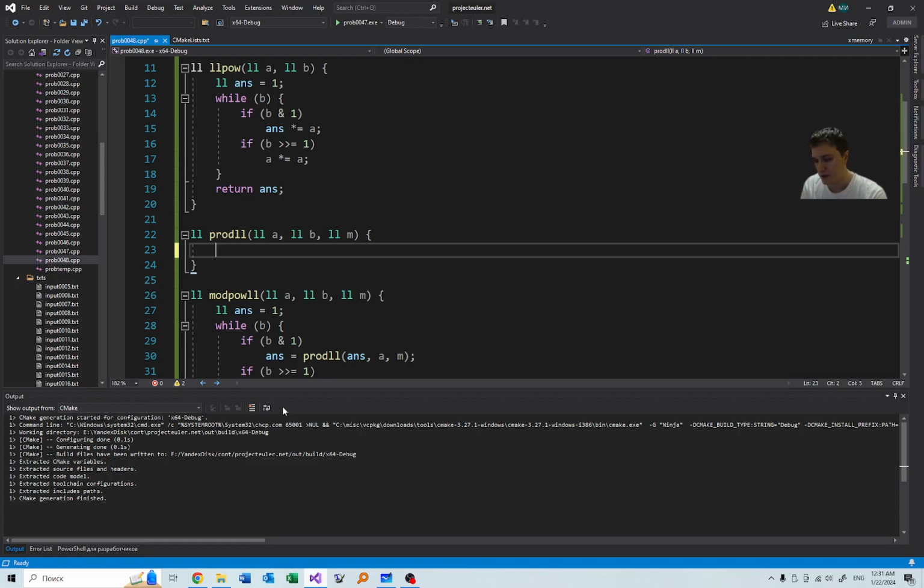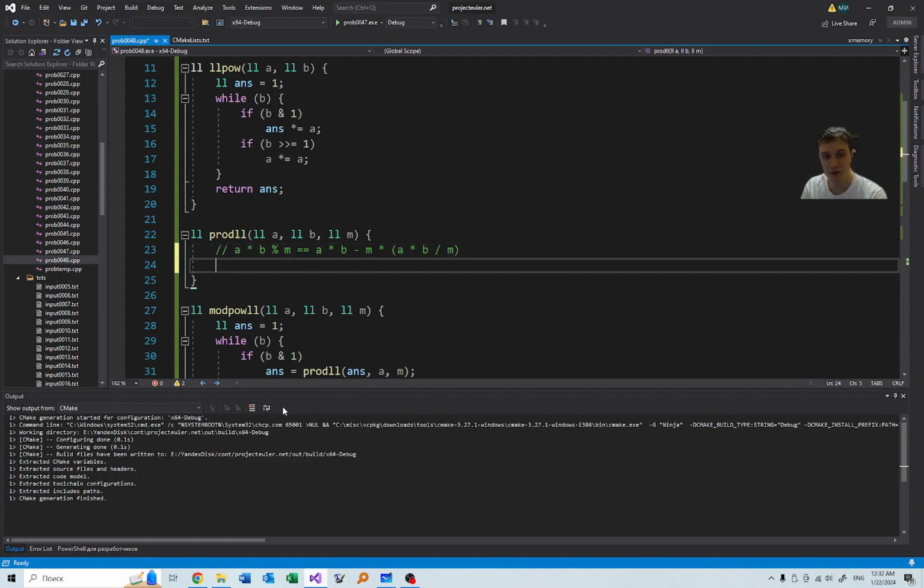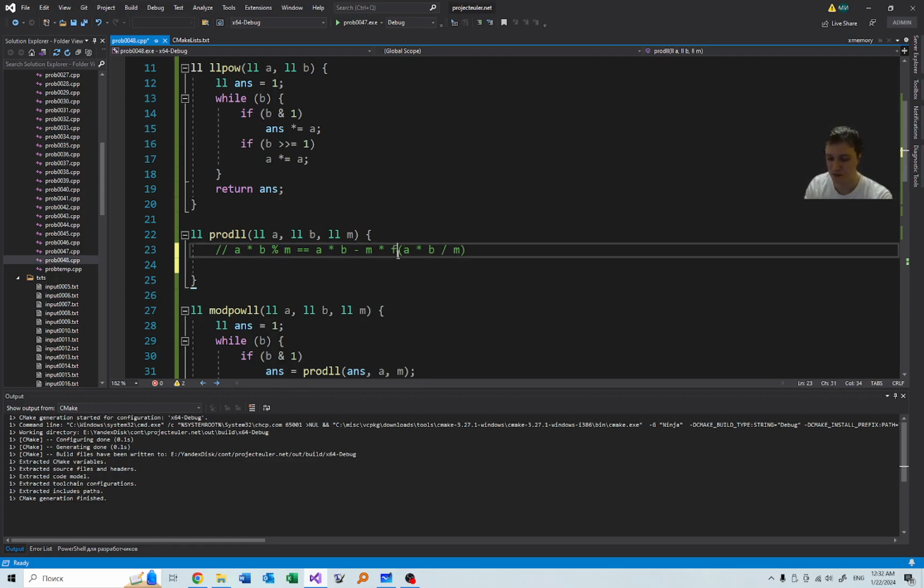We say I want to say that a times b percent m is a times b minus m times floor of a times b divided by m. So this is the formula, where this is a floor function. However, we would like to calculate this function, but we cannot. Again, because we don't have int 128.